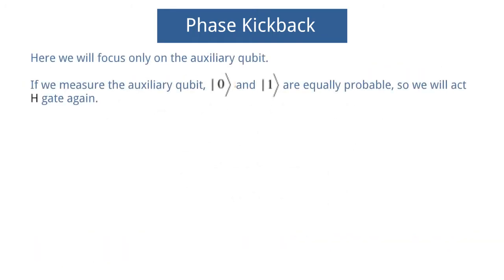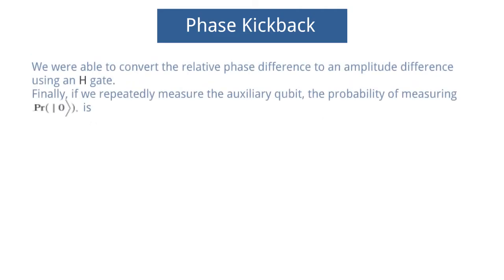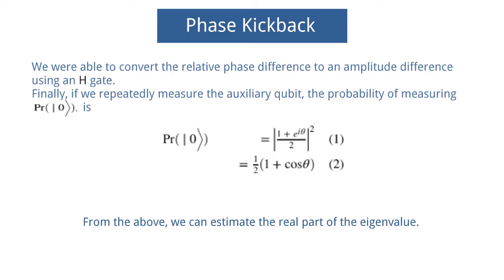Here we will focus only on the auxiliary qubit. If we measure the auxiliary qubit, |0⟩ and |1⟩ are equally probable, so we will act an H-gate again. We were able to convert the relative phase difference to an amplitude difference using an H-gate. Finally, if we repeatedly measure the auxiliary qubit, the probability of measuring |0⟩, P(|0⟩), is as follows. From the above, we can estimate the real part of the eigenvalue.